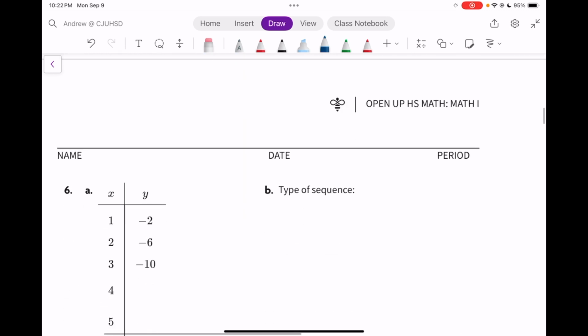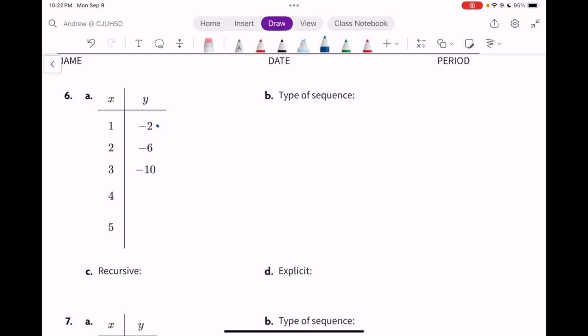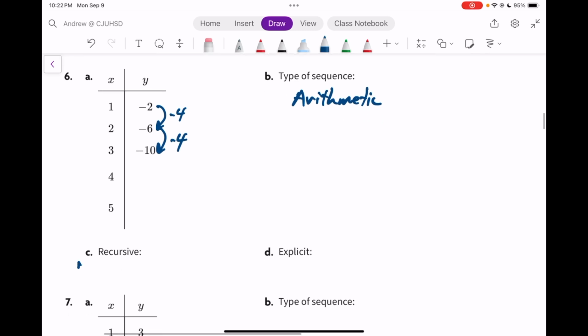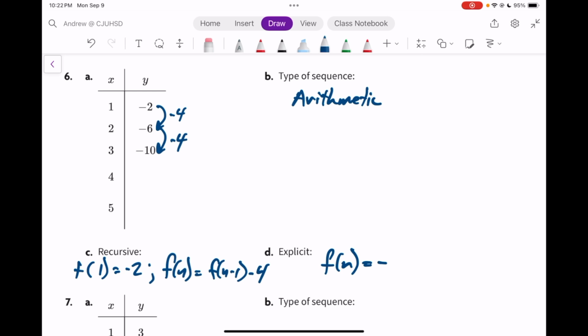Okay, our next one, number 6. You're going down by 4 every time, that would be, again, arithmetic. Its recursive form would start at f of 1 is negative 2, and f of n is f of n minus 1 minus 4. And the explicit form would be f of n starts at negative 2, go down by 4 with an n minus 1.